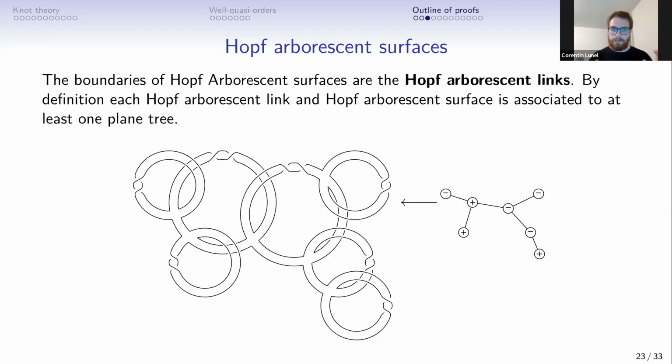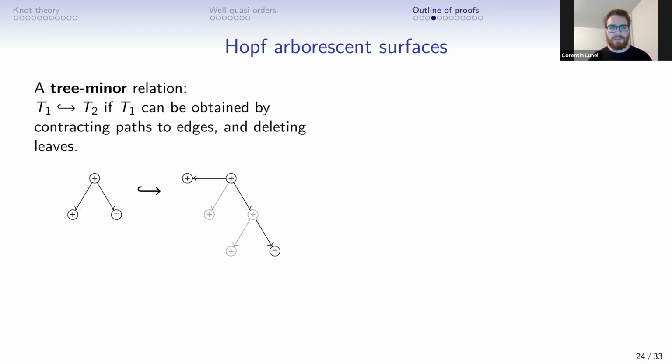And so we have three families of objects. We have plane trees, we have surfaces, we have links, and on each of these objects, we will define a minor relation. Then to prove our theorem, we will exploit the connections that appear between these minor relations. The first one, on trees, is quite standard. We'll call this relation the tree minor relation.